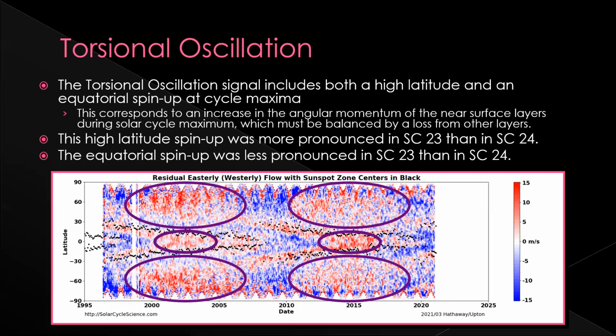Let's get started with the torsional oscillations, and this really reflects a lot of what you heard from June Wei earlier with the results reported by Rachel Howe and others. Most importantly, we see that the torsional oscillation signal includes this high latitude spin up near solar cycle maximum. This corresponds to an increase in the angular momentum of the near surface shear layers. We find that the high latitude spin up was much more pronounced in cycle 23 than it was in solar cycle 24. We also see that there's an equatorial spin up that was less pronounced in solar cycle 23 than it was in solar cycle 24.